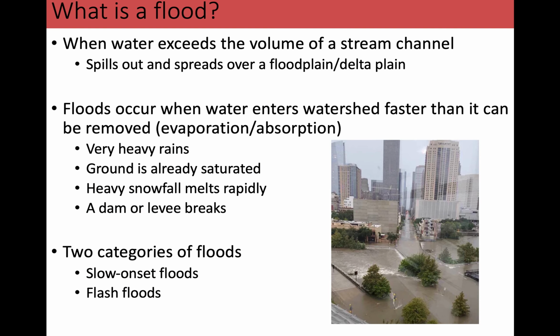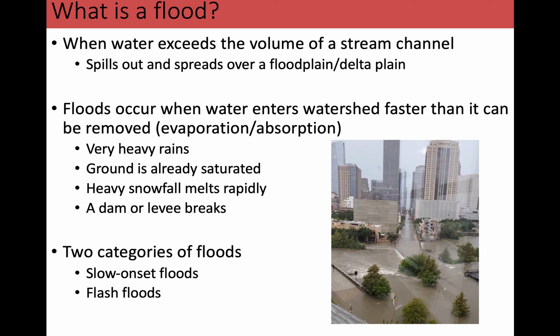So what is a flood? A flood is when water exceeds the volume of a stream channel. So when water flows over the banks of the stream, it is no longer contained in the stream channel. It spills out and spreads out over what we call the floodplain.